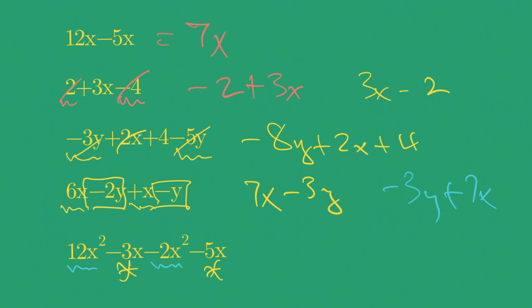All right, so here we go. 12x squared minus 2x squared would be 10x squared. Good. 12 x squareds, take away 2 x squareds is going to leave us with 10x squareds. Boom, got it.